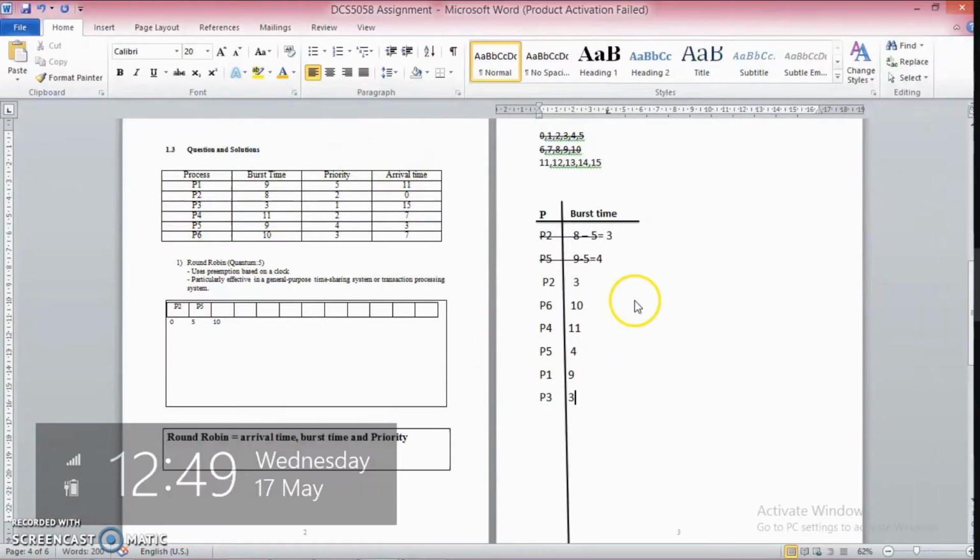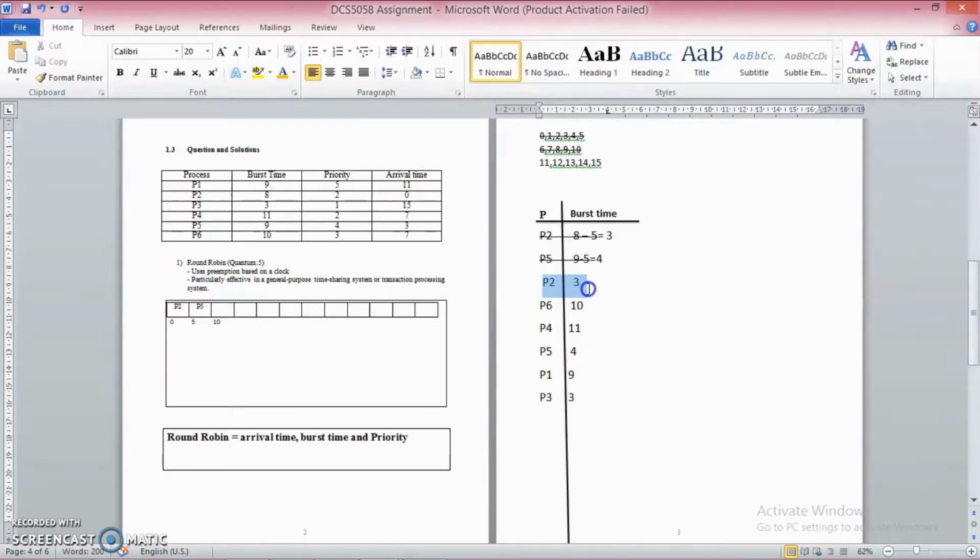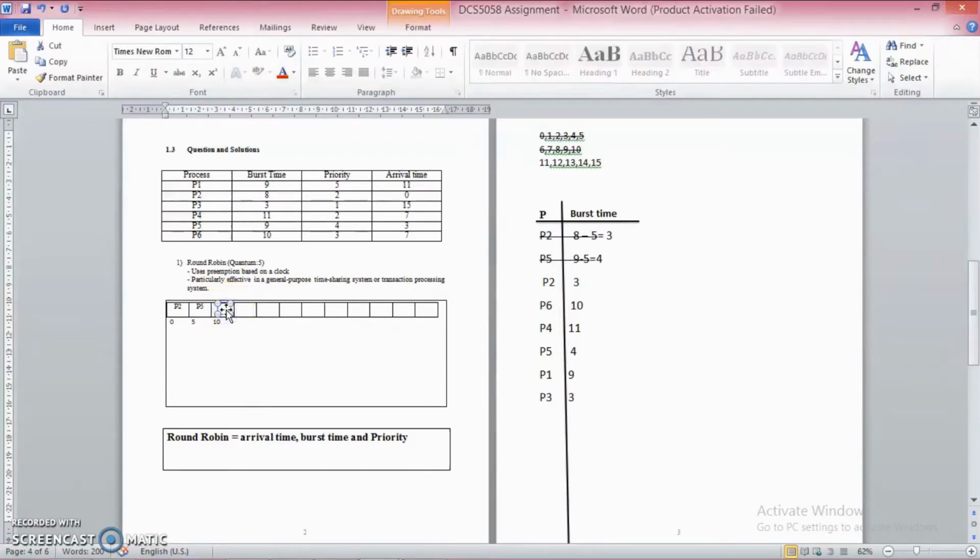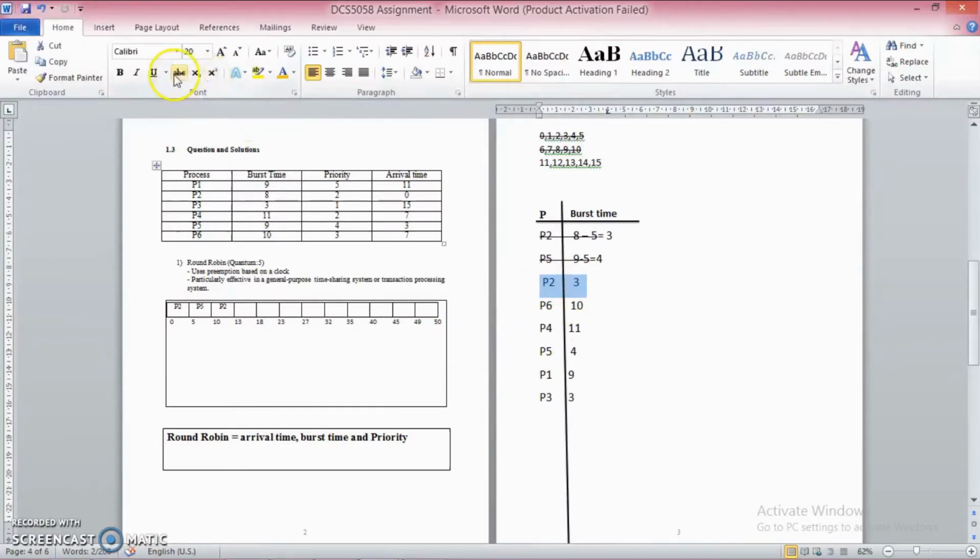Okay, now execute the P2. But P2 is less than the quantum time. So what are you going to do? No problem at all. You add 2 plus with these 3. So the P2 is here, and then the arrival time will be 13. So P2, you already executed, so just cut it.